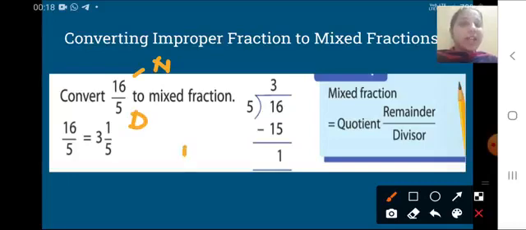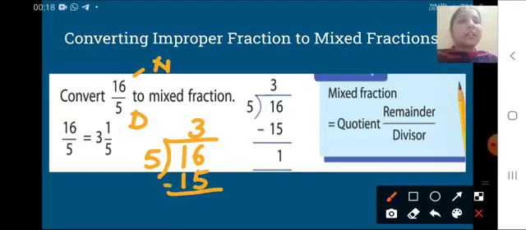So we'll divide 16, which is the numerator, by the denominator. 5 3s are 15. Okay, so what will we get? 1. And now we'll simply write this as a mixed fraction. Now how will we write it as a mixed fraction? To write it as a mixed fraction, we write the quotient in the middle, the remainder at the numerator part, and the divisor at the denominator part.